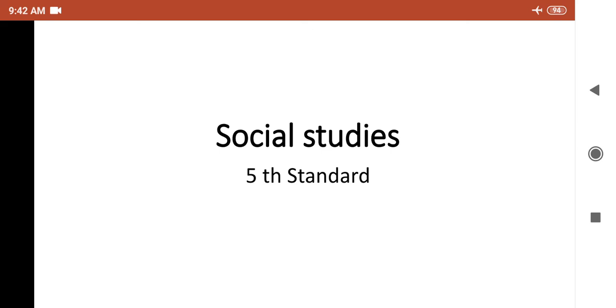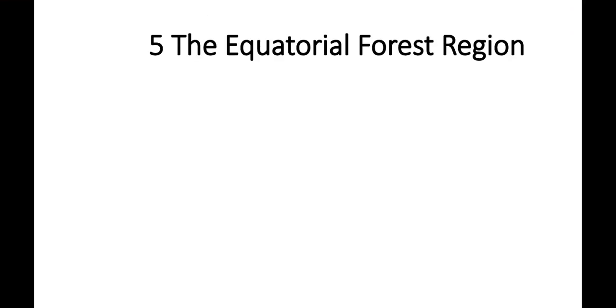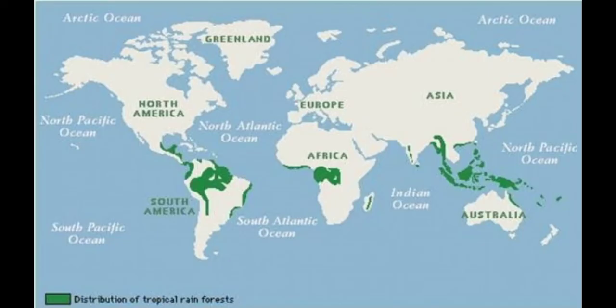So in this class we are going to discuss the equatorial forest region. As the region extends on both sides of the equator, it is called the equatorial region. That is, the equator is a 0-degree line. So this equator region is also called the equatorial region.